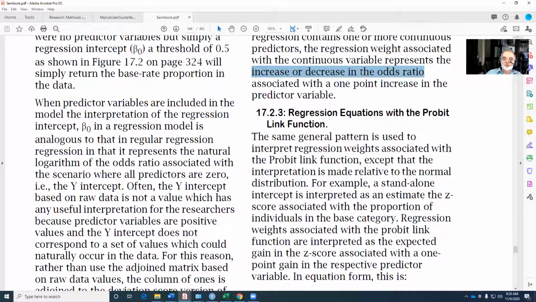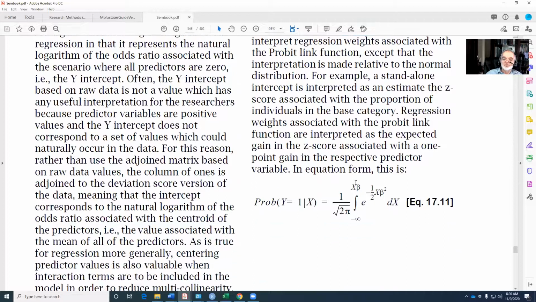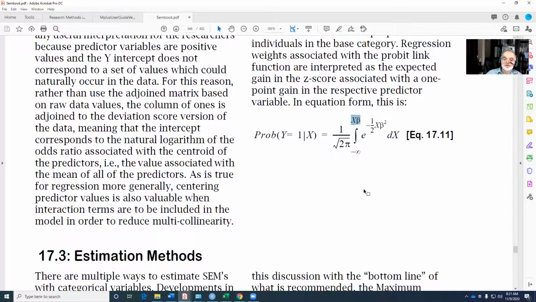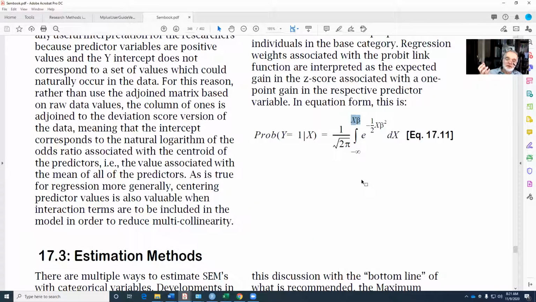So if you're doing things with the probit link function, it's the same thing. It's just that the math is a little bit more complicated because you're going to be talking about this integral going from minus infinity up to a particular value of xb. So, that's kind of the trick.